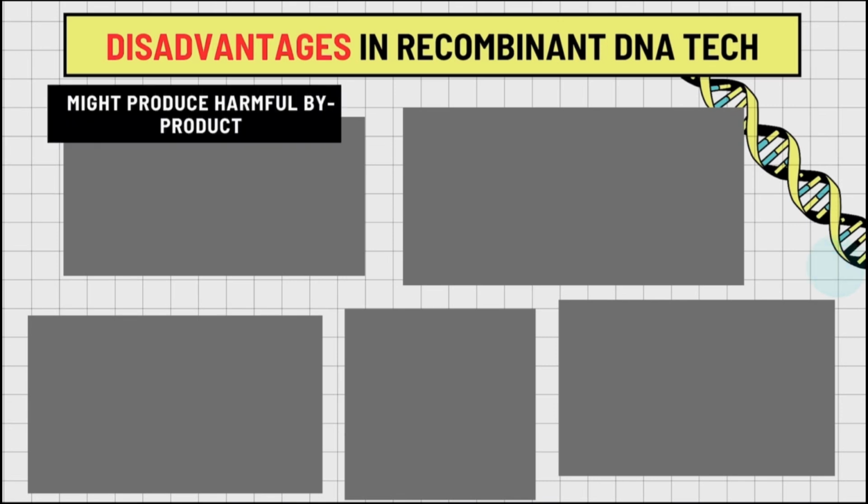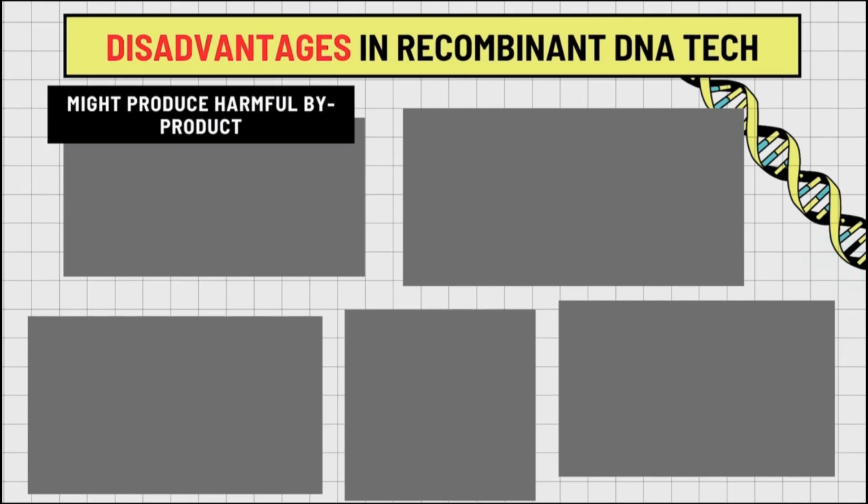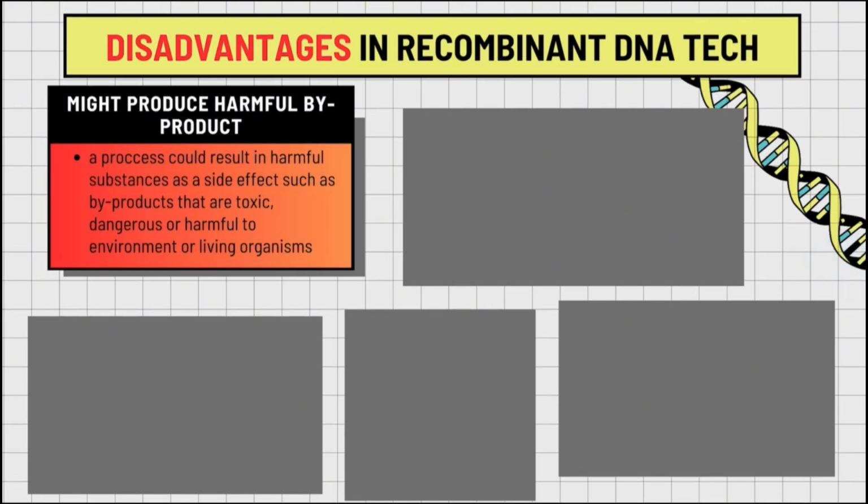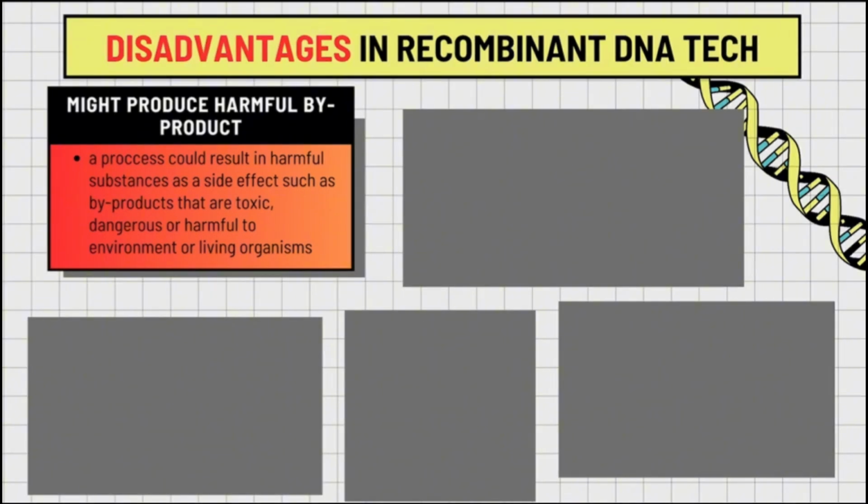First, it might produce harmful byproducts. The process of creating recombinant DNA may generate toxic or harmful substances as unintended side effects. These byproducts could be dangerous to living organisms or the environment.